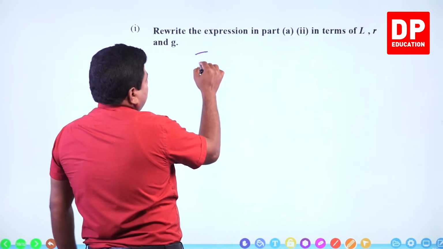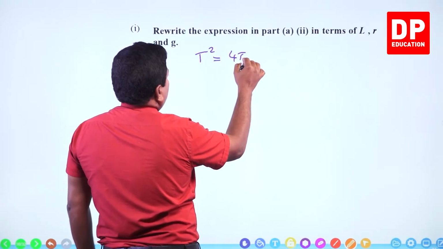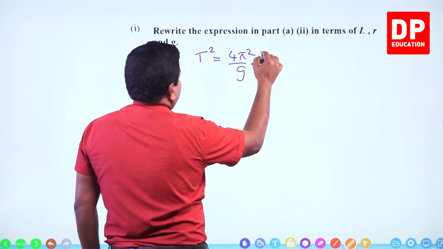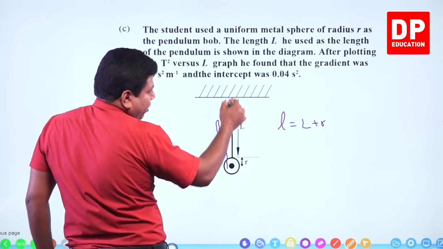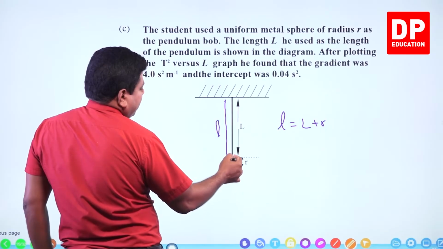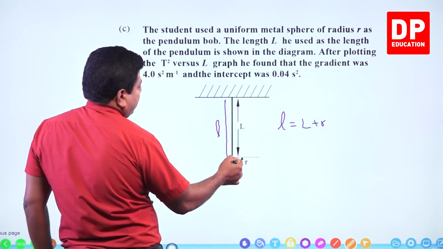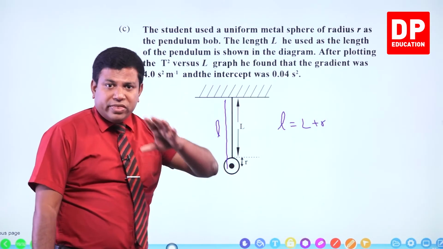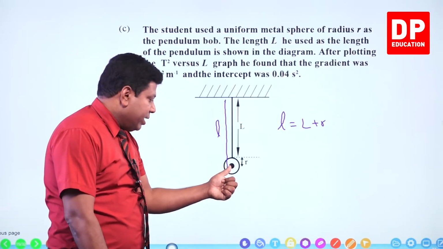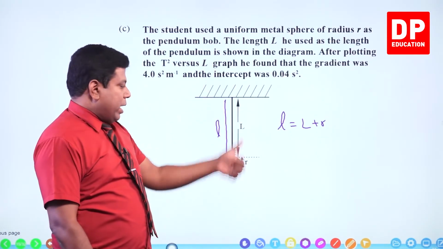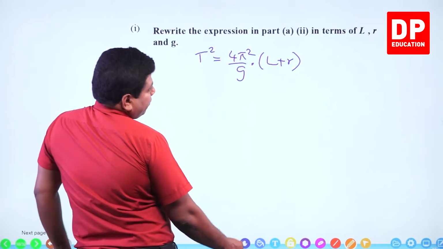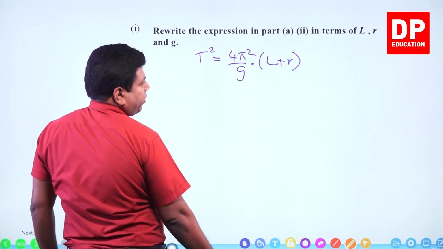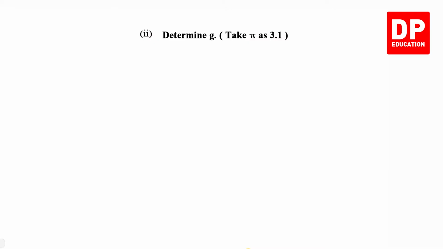So T squared equals 4 pi squared over G into L. Instead of L, now I am going to write L plus R, because capital L is the length of the string only and R is the radius of the sphere. Remember, I told you the length of pendulum has to be measured from the center of the sphere. So L plus R has to be the length of pendulum. Right. Determine G.